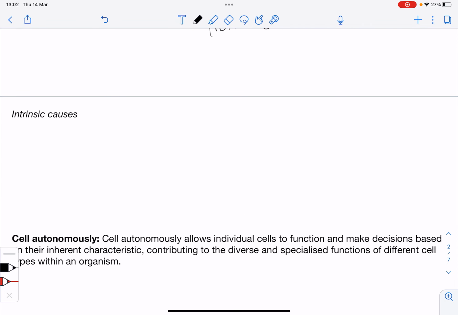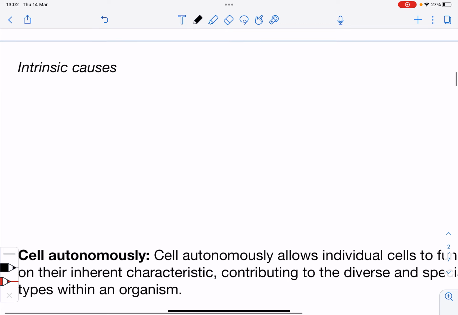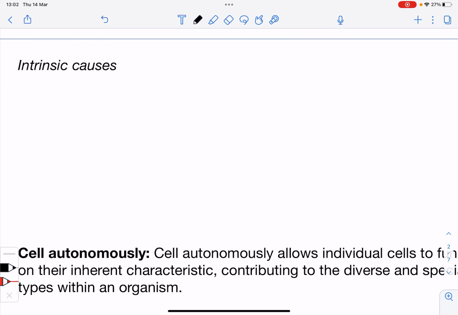So let's look now at intrinsic causes. Changes in an individual's genome may be due to nuclear or mitochondrial inherited mutations and other genetic variations, de novo mutations, and epigenetic modifications. And these intrinsic causes typically alter the function of a gene or a group of genes.